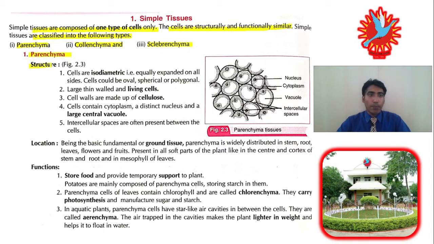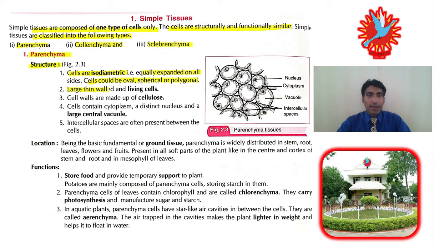The structure of parenchymatous tissue: the cells are isodiametric in this kind of tissue, meaning all the cells always have equal and expanded sides. Okay, cells could be oval, spherical or polygonal, but the size and structure of the sides of the cells will always remain the same. So that is why they are called isodiametric in shape.